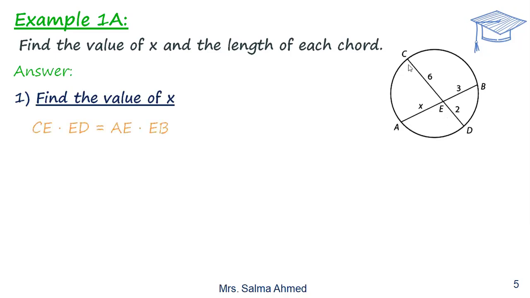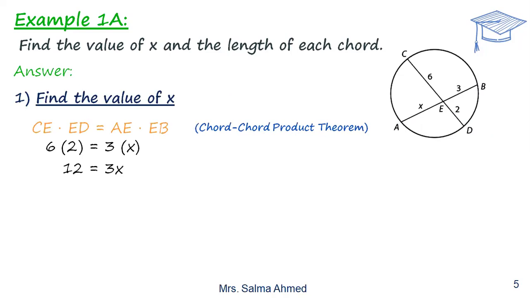So by applying CE times ED equals AE times EB, this is the chord-chord product theorem. I'm going to substitute: 6 times 2 equals X times 3. 6 times 2 equals 12, equals 3 times X, equals 3X. By dividing 12 by 3, X equals 4.